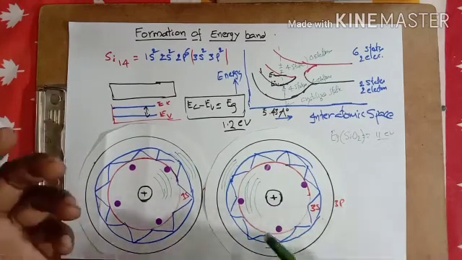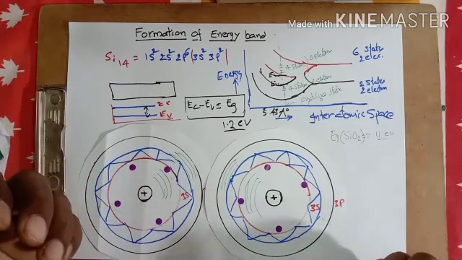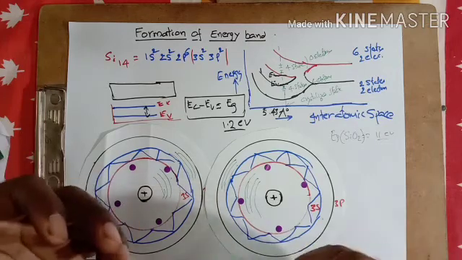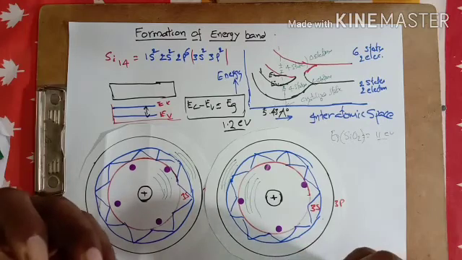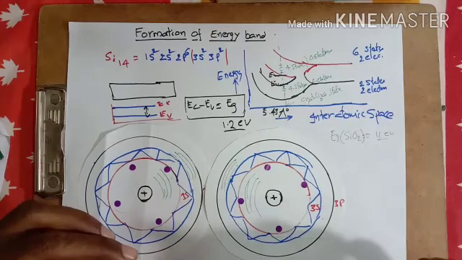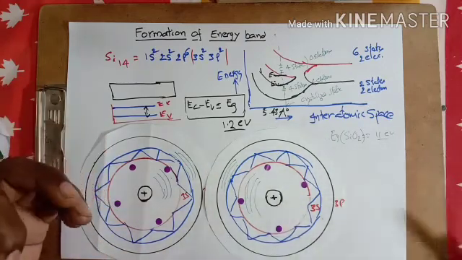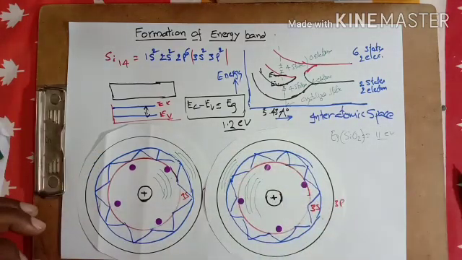Alright, so next we'll see the carrier concentrations, and the concept of the Fermi level, how to calculate the carrier concentrations, electrons and holes, and the probability of occupation of the states. That we'll see in the next video. So this is the concept of the energy band diagram in materials.